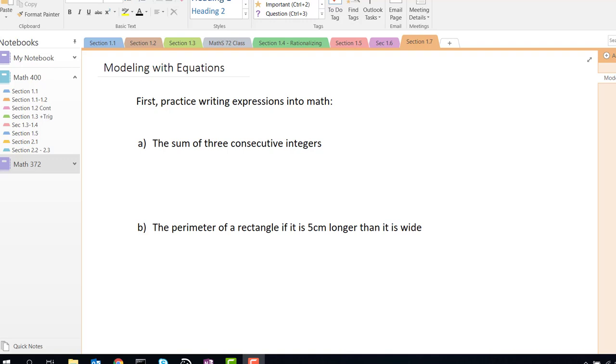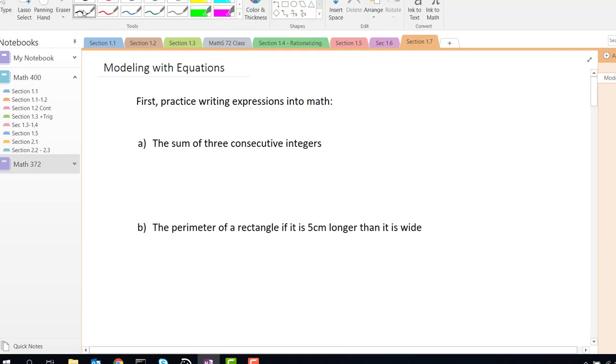Hi, in this video we're going to cover section 1.7, which is modeling with equations. And what that means is really we're going to get into word problems. So first I want to take time to practice writing expressions into math. So the first example that I have is, how do you write the sum of three consecutive integers?